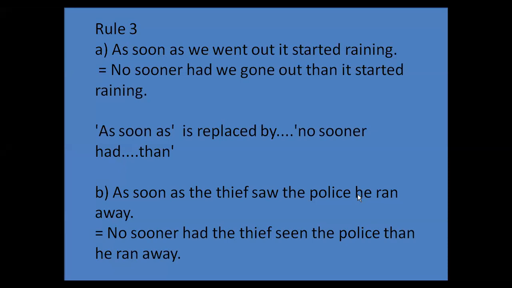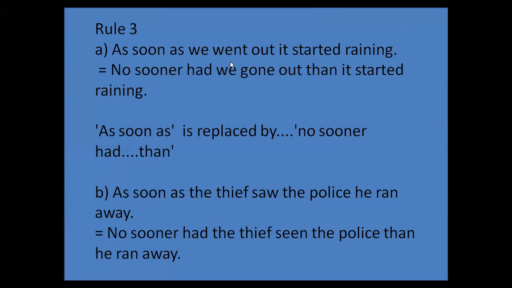As soon as is replaced by no sooner had than. So if there is as soon as in the sentence, it is replaced by no sooner had plus than. Don't get mistaken by than and then. Here there is a comparison between two sentences, that's why we add than. Generally hame yahan pe aisa lagta hai ki then hona chahiye, but than is the absolutely correct word.